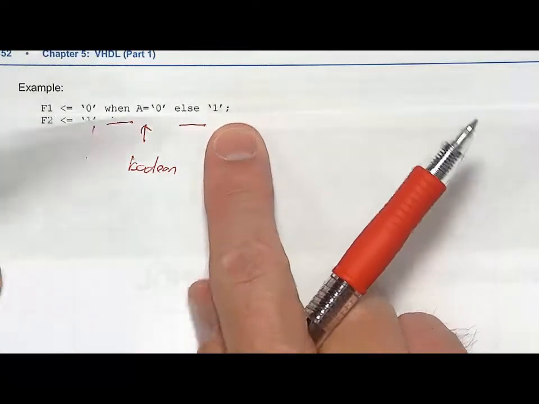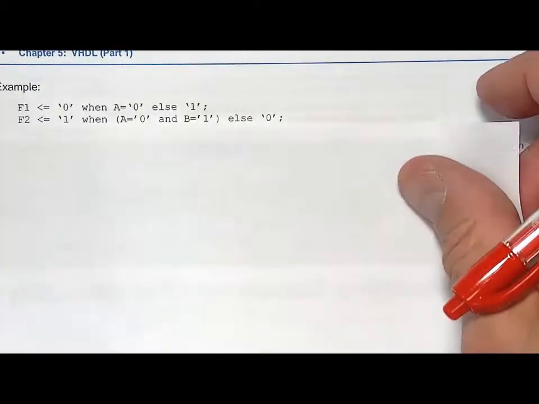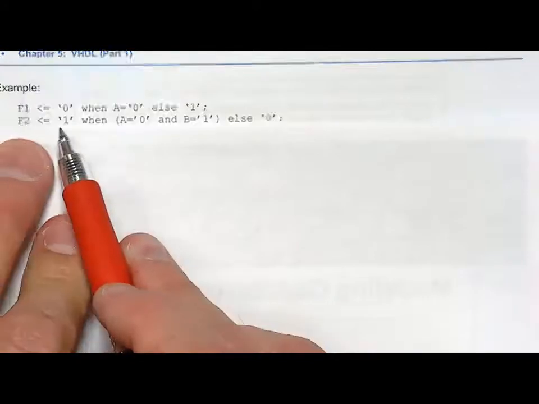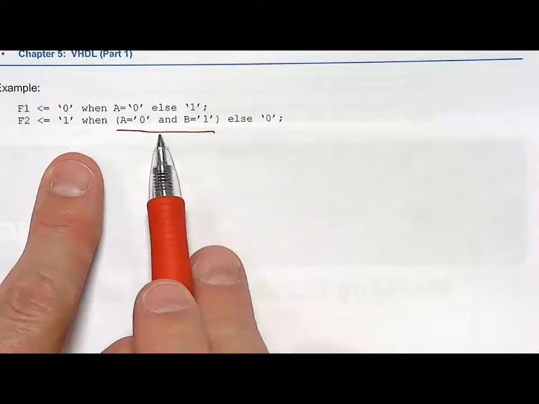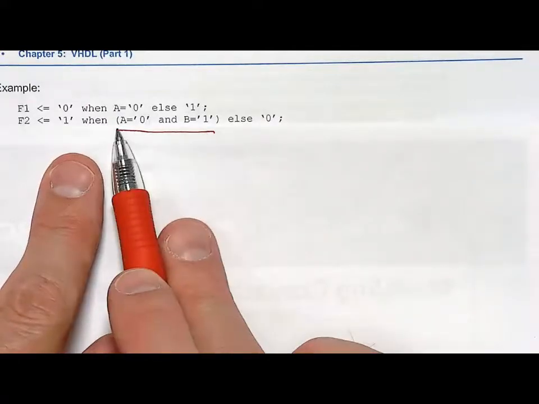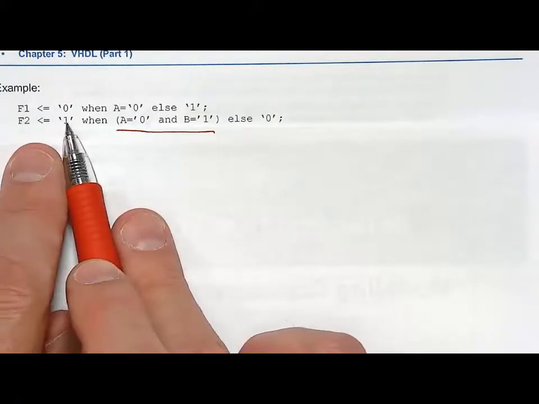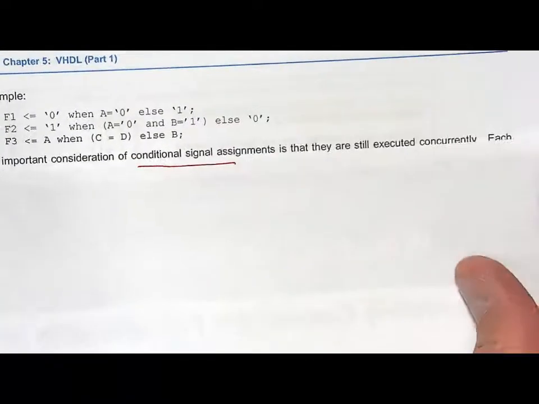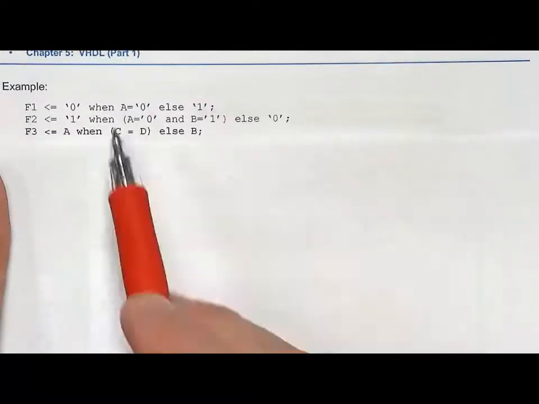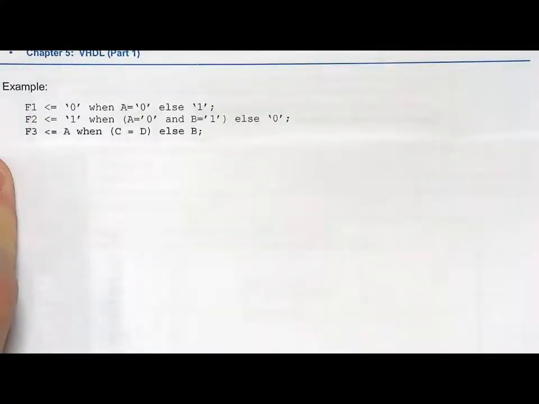Now, this is a very simple one. You can form these together to make more complicated assignments. So for example, I could say F2 gets a 1 when A is equal to 0 and B is equal to a 1. Notice I can use a Boolean operator within here, and I can put optional parentheses, but when this statement is true, this assignment will be made. If it's false, this assignment will be made. Okay. You can also do signals. It doesn't have to be an actual value. So for example, you could do F3 gets A when this, else B. So it doesn't have to be actual logic values.